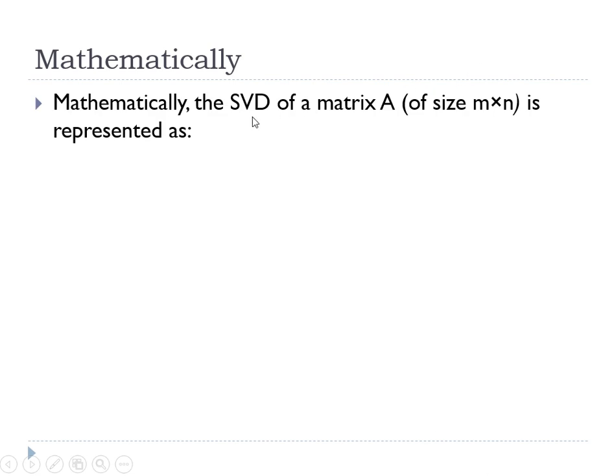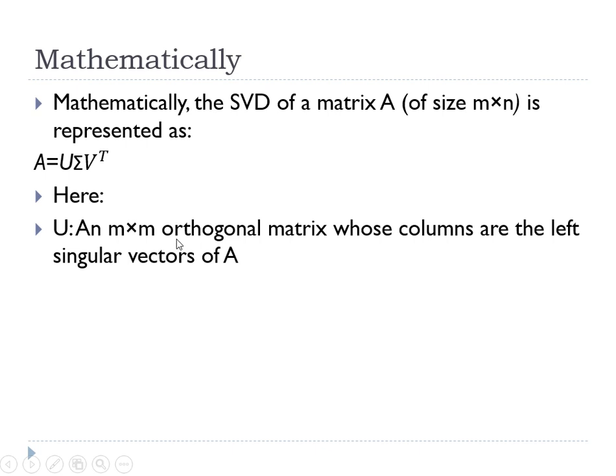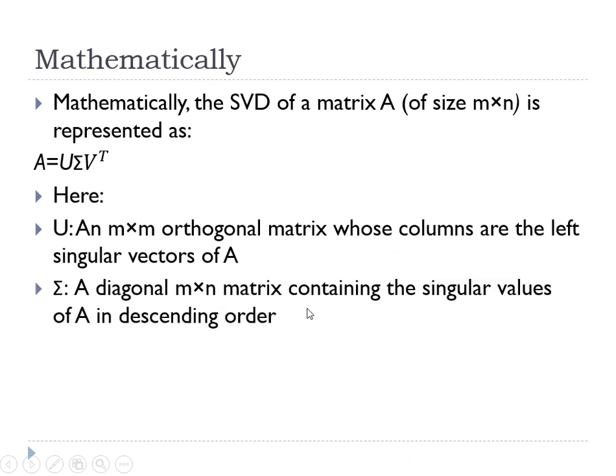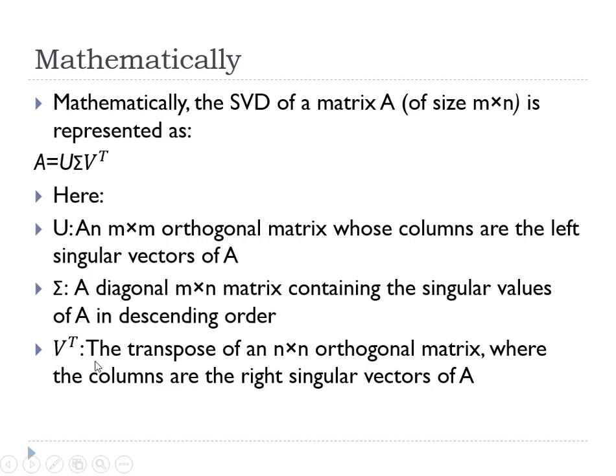Now mathematically, if we apply SVD on a matrix A which is of size m cross n, then the matrix A will be decomposed into three different parts: U matrix, sigma and V transpose. Here U is an m cross m orthogonal matrix whose columns are the left singular vectors of A, and sigma is a diagonal m cross n matrix containing the singular values of A in descending order. V transpose is the transpose of an n cross n orthogonal matrix where the columns are the right singular vectors of A.